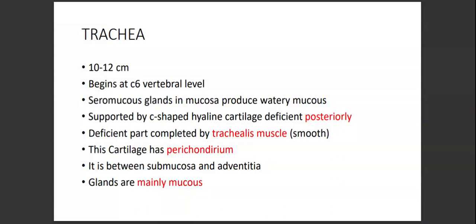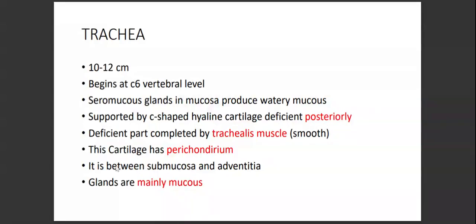So when you swallow something, the esophagus is almost always collapsed. When you swallow something, the esophagus will have to expand as that bolus of whatever you swallowed is moving down. So that deficiency is to allow the collapsed esophagus to expand whenever you swallow something. That is why it is important that this cartilage is deficient posteriorly. So always remember that the cartilage is deficient posteriorly.